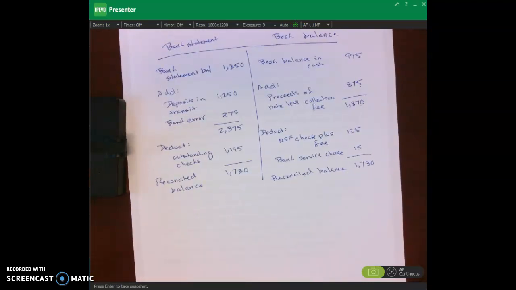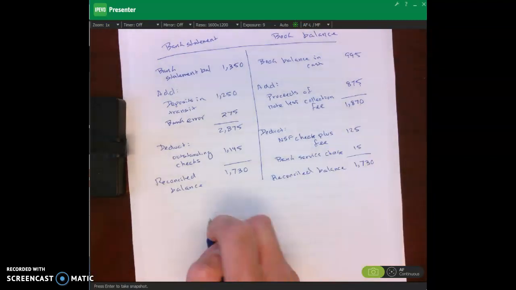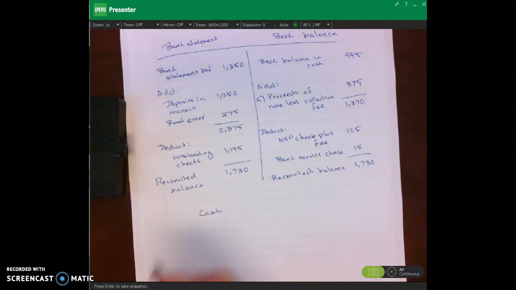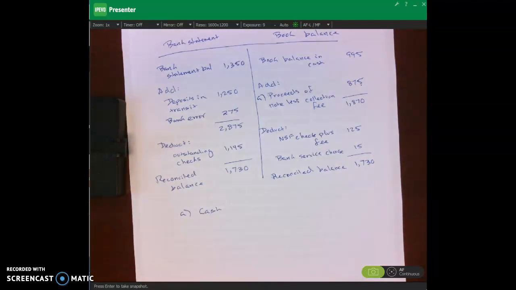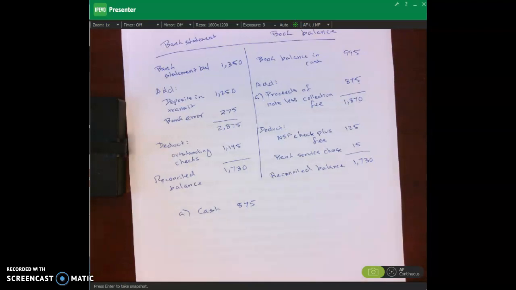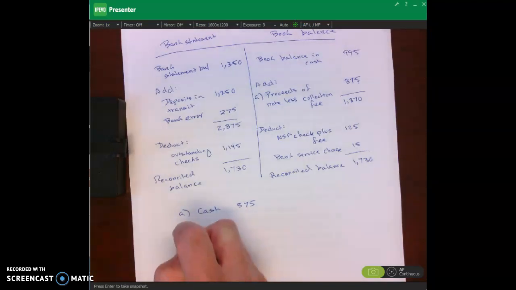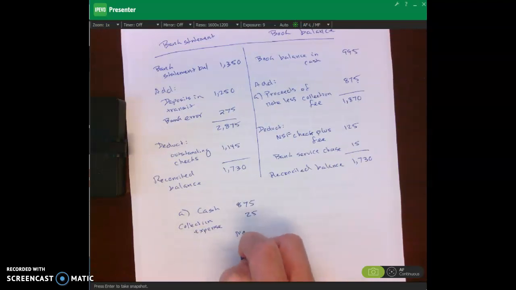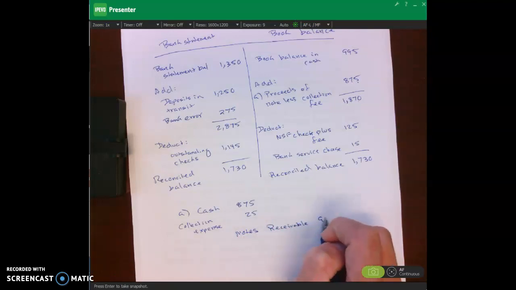So the first one is, we had our proceeds of our note receivable that our bank collected for us, less the fee. So we're going to debit cash. And I'll put A here, and make sure we know what's what. So we debit cash for our $875, because remember the note receivable was for $900, but we only get $875 cash because the bank charges a fee. So we're going to debit an expense called collection expense for that $25, and then we credit our notes receivable for $900.